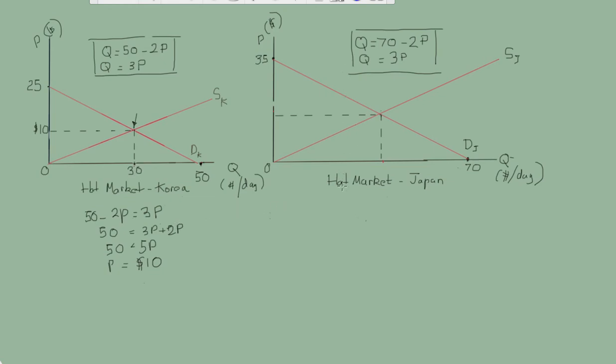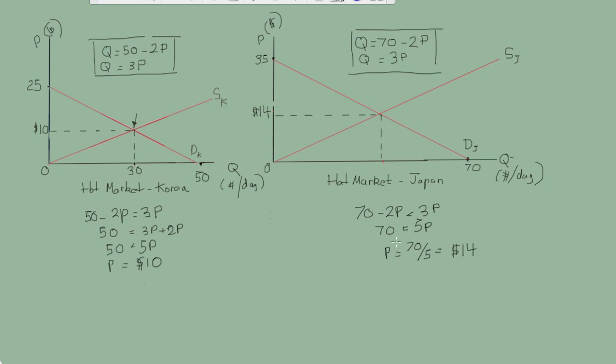And we can perform the same operation in the market for Japan. So we get 70 minus 2p equals 3p. So we add 2p to both sides, so we get 70 equals 5p. Sorry about my terrible writing. And then we can divide both sides by 5 to get p. So p must be 70 over 5. Okay, 70 over 5, if you check that, is $14. So equilibrium price in autarky in Japan is $14.